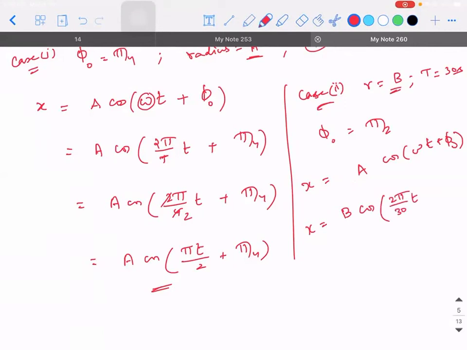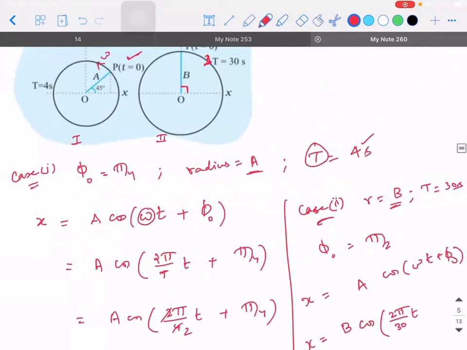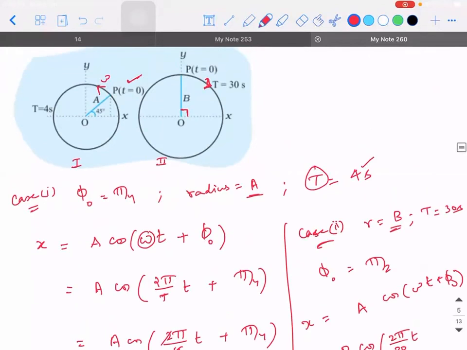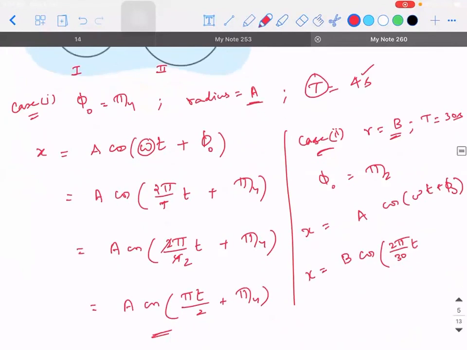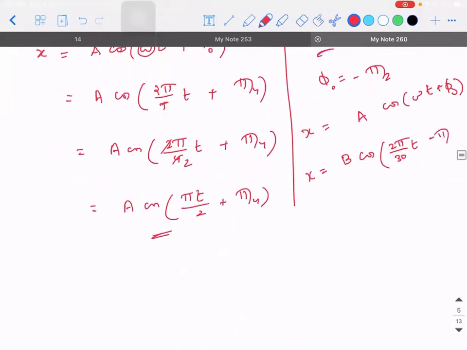The only difference that is going to appear here is with respect to phi naught. So what is the difference? In the previous case, the particle was revolving in anti-clockwise, so phi naught was positive. In this case, it is revolving in the negative direction. So what will be the value of phi naught? Minus pi by 2, sir. That's it. So it will be B cos of pi by 15 times t minus pi by 2.